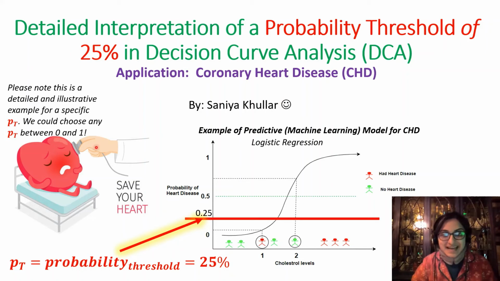Everyone, I am Saniya Koller, and in this video, I want to talk about an application in coronary heart disease. How do you interpret having a probability threshold of 25% when it comes to decision curve analysis? So basically, if your probability threshold is 25%, what does it mean?